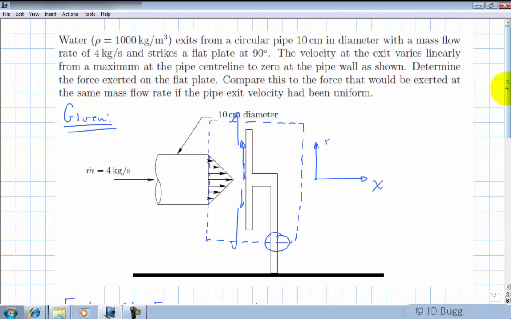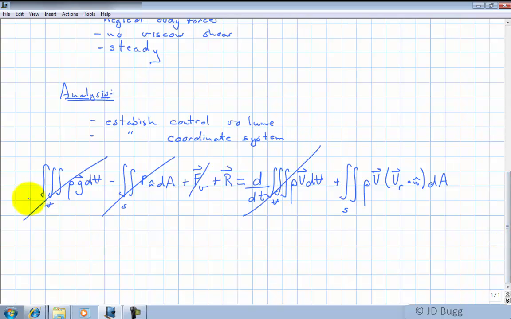assumption? Well, if we take a look at this inlet, we cannot make the uniform flow assumption. The properties, in particular the velocity of this fluid, are not uniform over the inlet area here. So we certainly can't make the uniform flow assumption there. So what we do is write down what is left of our equation for this particular problem. So the reaction forces are going to be the integral over the surface of rho v Vr dot n dA.